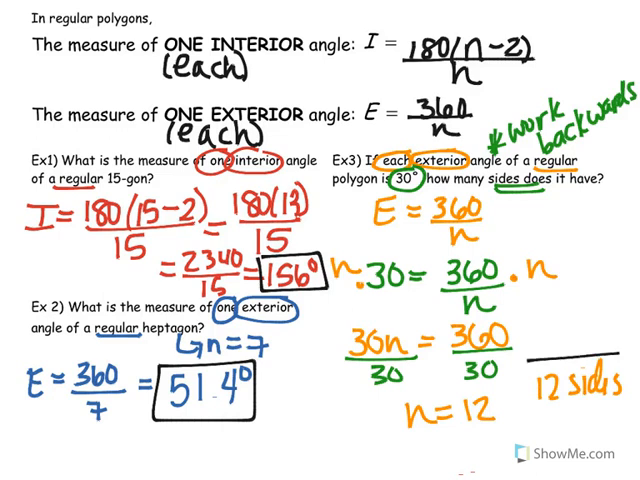Okay, now there's a couple more examples that your teacher's going to have to go through with you, namely working backwards from the interior angles and some factoring examples that we have.